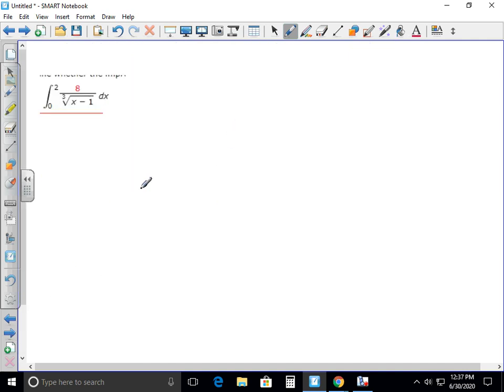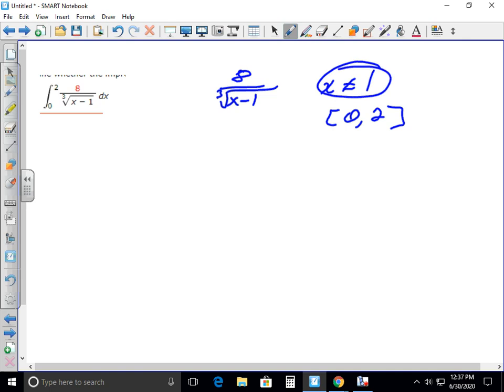All right, let's do one more. That's all we have. So let's take a look at this one. Why is this improper, or is it? If we look at the function, notice x can't be 1. Well, 1 is right inside the interval that goes from 0 to 2, which presents a problem. So we can't integrate all the way from 0 to 2 because we have a discontinuity inside that interval.